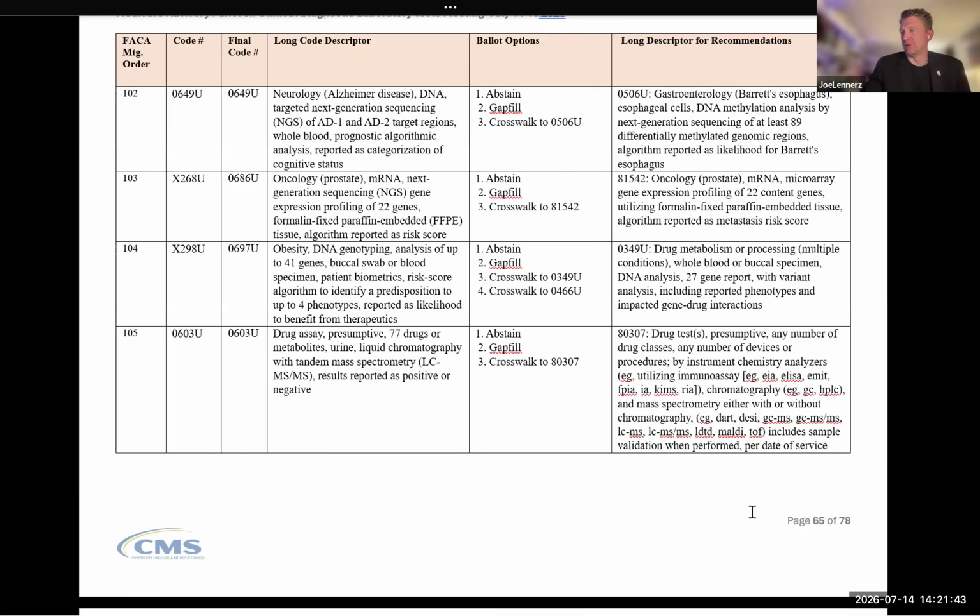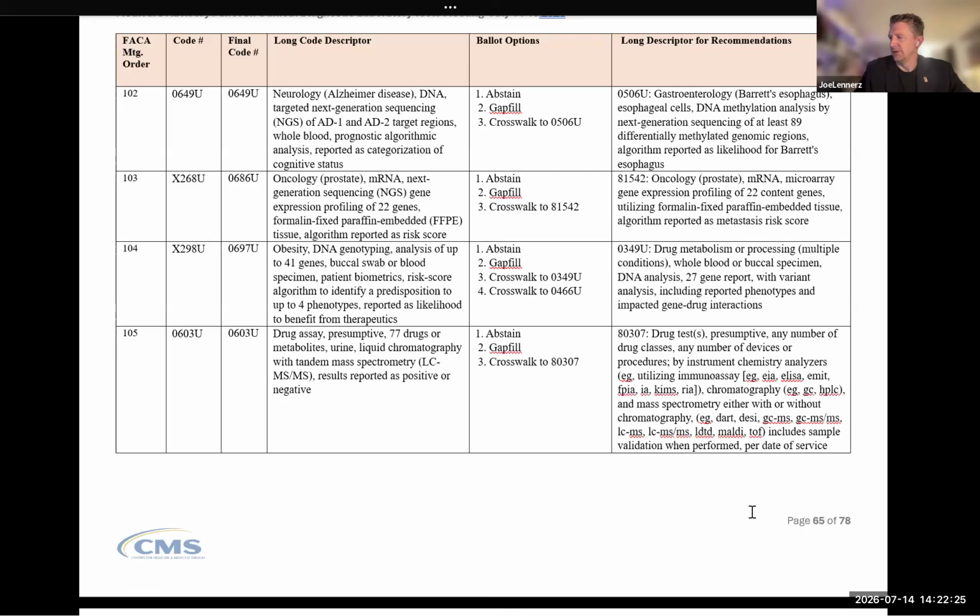So we reviewed several crosswalk options. There are several components here that I believe warrant a little bit deeper dive. So 0349U is one of the potential crosswalk options. This is a drug metabolism, or for multiple conditions, also from whole blood or buccal. So that matches. Then there's 27 genes reported. There's variant allele analysis, and then a phenotype that may impact gene-drug interactions. So this part is fairly similar to the response or benefit from therapeutics.